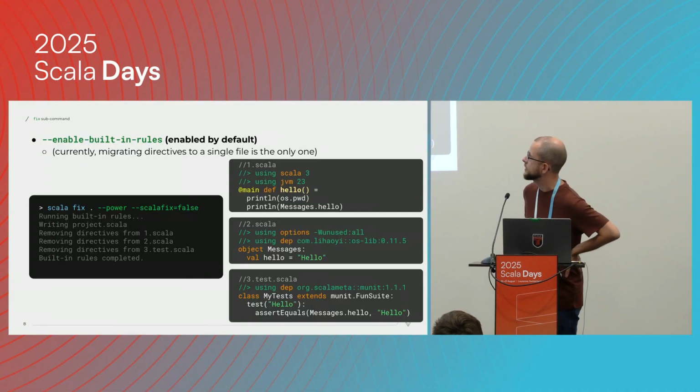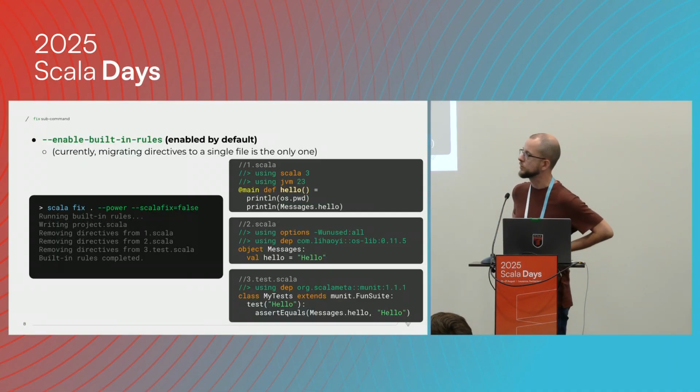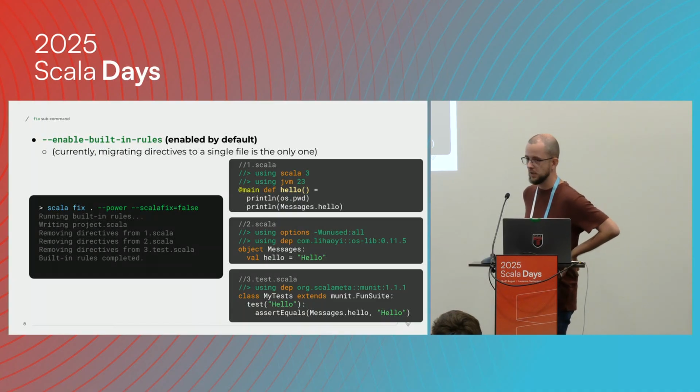And then there is the broad name of built-in rules. The plural is broad, but we actually only have one rule. And that is to migrate all of your using directives into a single file. So a little background here. You are probably familiar with the using directive syntax in Scala CLI, which we use to configure the project right there in your source files.